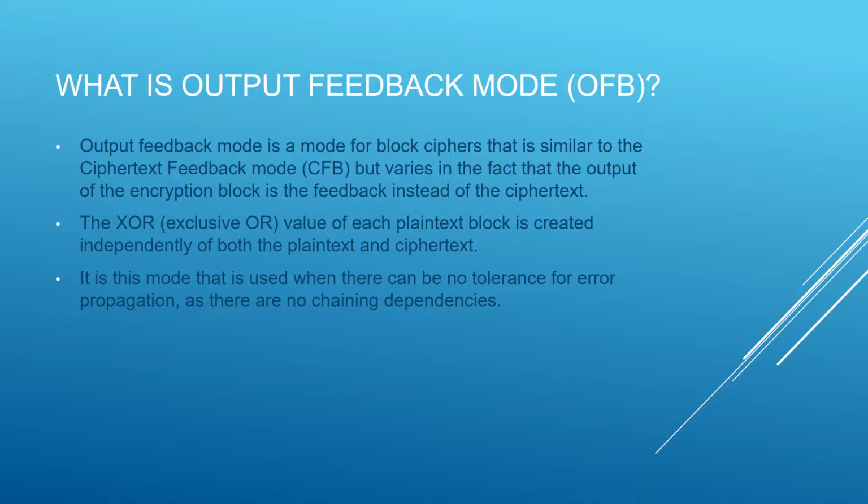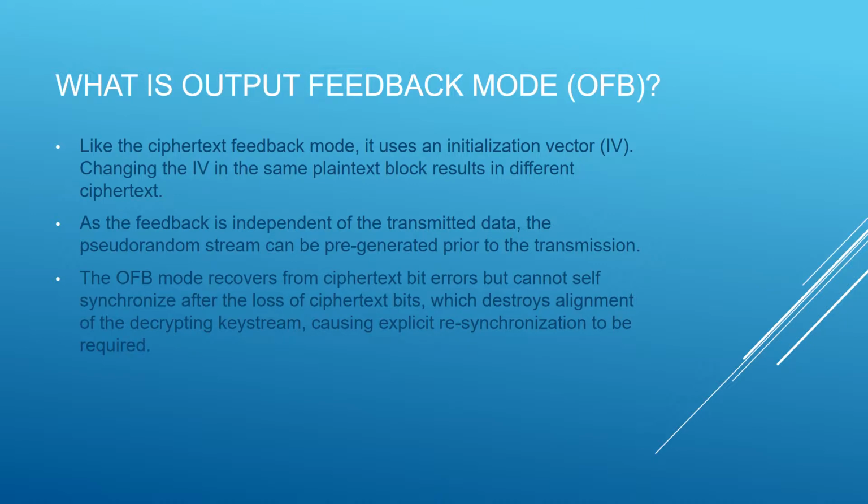The XOR, exclusive OR, value of each plaintext block is created independently of both the plaintext and ciphertext. It is this mode that is used when there can be no tolerance for error propagation, as there are no chaining dependencies. Like the ciphertext feedback mode, it uses an initialization vector, IV. Changing the IV in the same plaintext block results in different ciphertext.